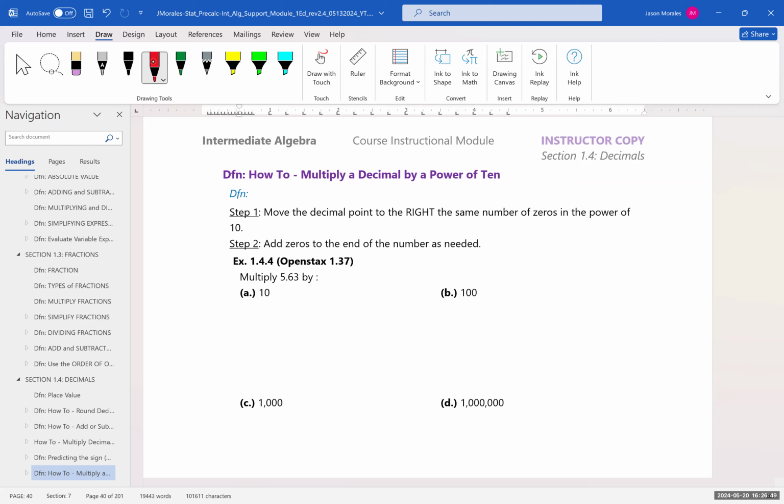Continuing with multiplying decimals, another important skill is to multiply decimals by powers of 10. So there's just a couple steps. This is simpler than the previous video. Step one is to move the decimal point to the right the same number of zeros in the power of 10, and then add zeros to the end of the number as needed.